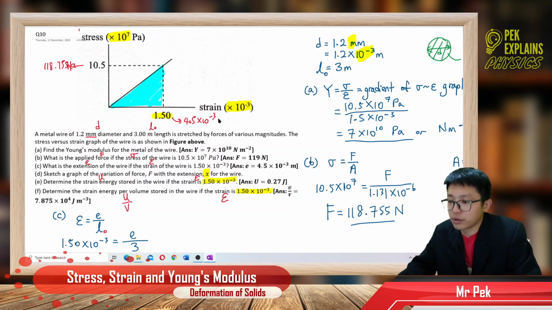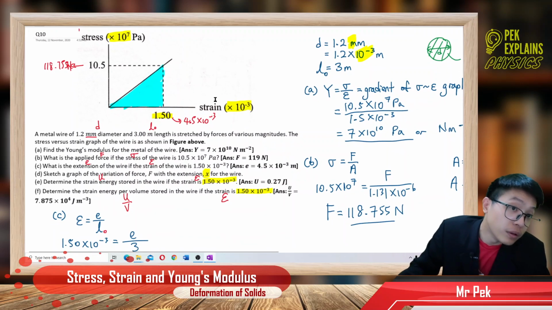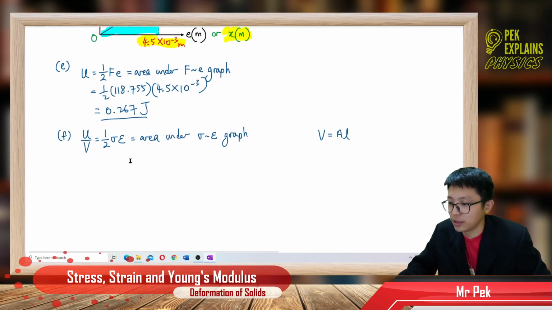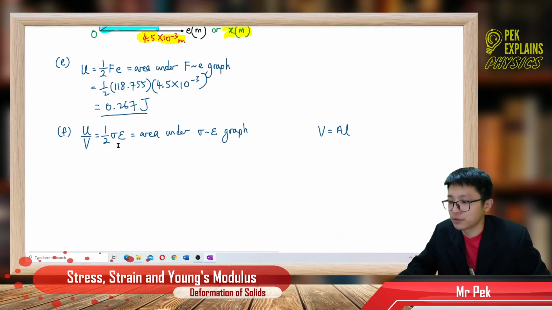Area under the stress-strain graph is the strain energy per unit volume. So it's half stress times strain. Strain energy per unit volume is half stress times strain, the area under the stress-strain graph.